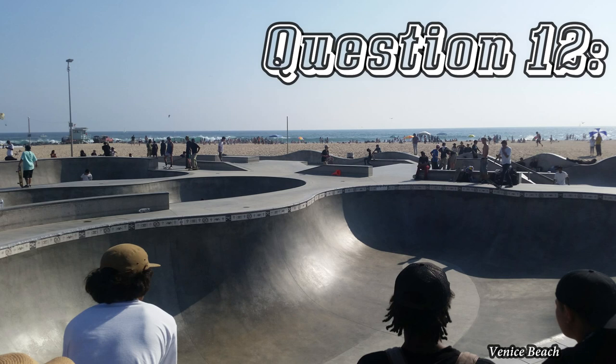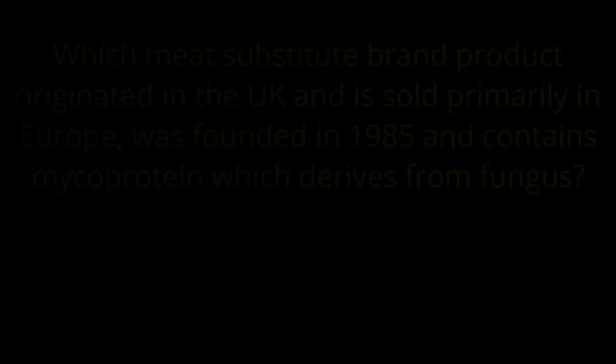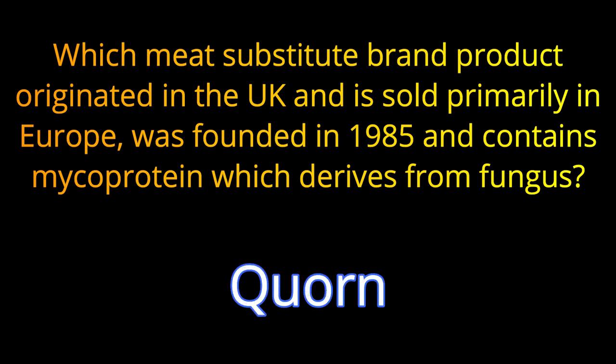Question number 12. Which meat substitute brand product originated in the UK and is sold primarily in Europe, was founded in 1985 and contains mycoprotein which derives from fungus? That meat substitute that starts with a Q is called Quorn.